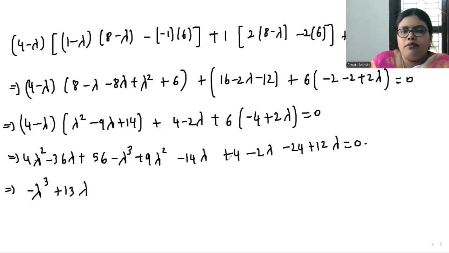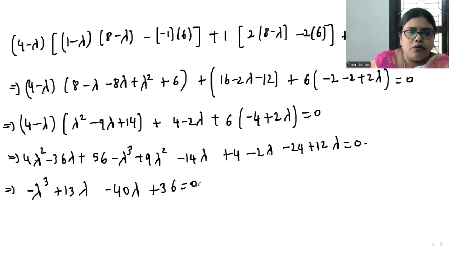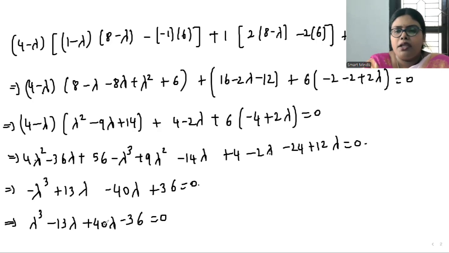Now we need to solve the lambda terms. Minus 36 lambda minus 14 is minus 50. Then this is minus 52. Minus 52 plus 12 is minus 40. Minus 40 lambda plus 36 is equal to 0. Now we take minus common. So lambda cube minus 13 lambda square plus 40 lambda minus 36. Now this is a cubic equation.